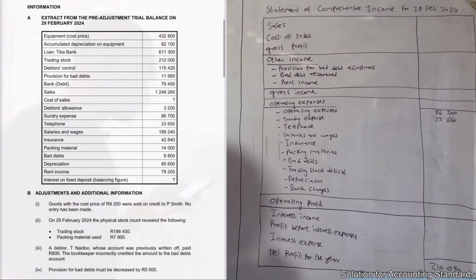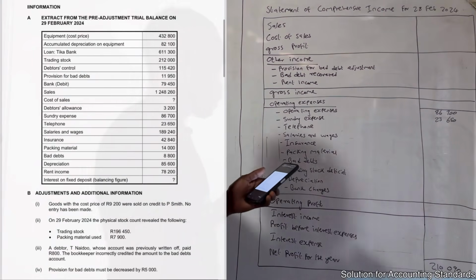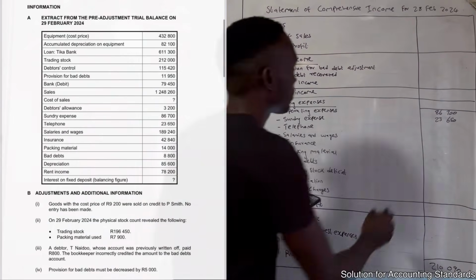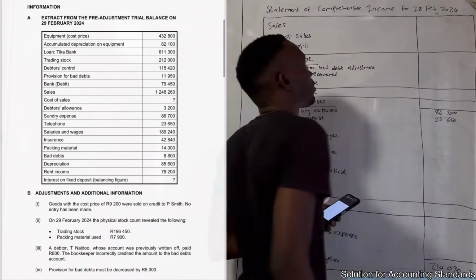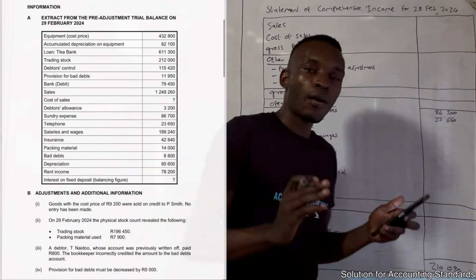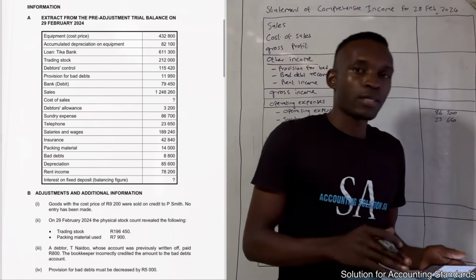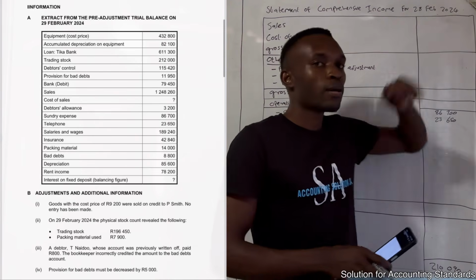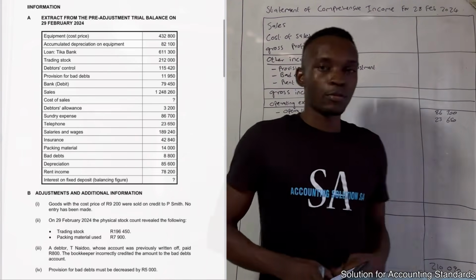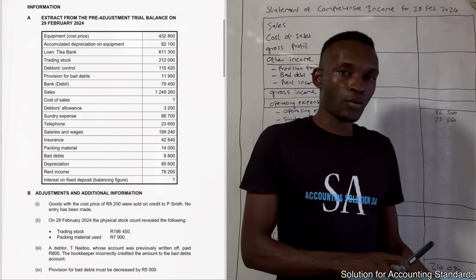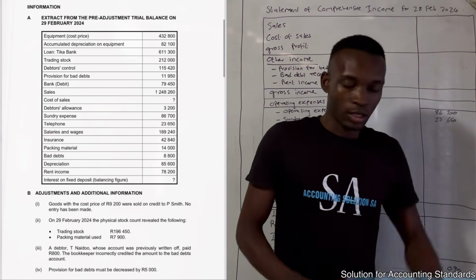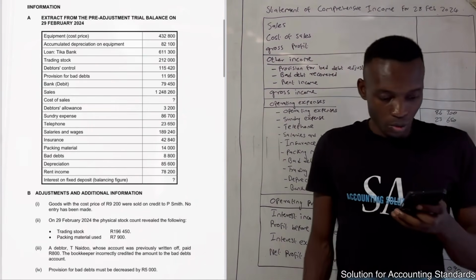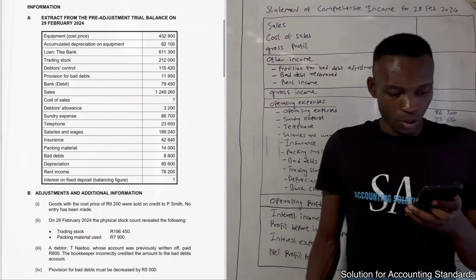We've been given the extract from the pre-adjustment trial balance on 29 February 2024, which means that our year is ending 28 February 2024. In other words, our year started last year in 2023 on 1 March, because it must be 12 months from 1 March 2023. If you count it until 28 February 2024, it's 12 months. We've been given equipment, accumulated depreciation, loan, trading stock, and so on.